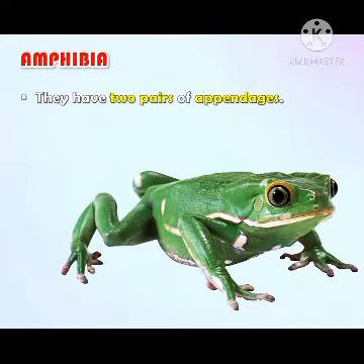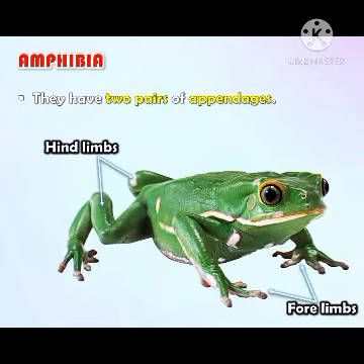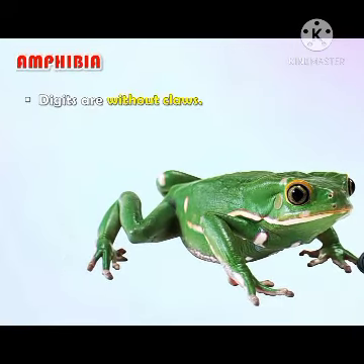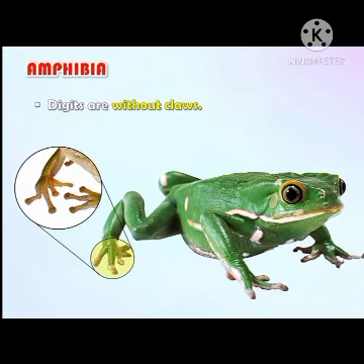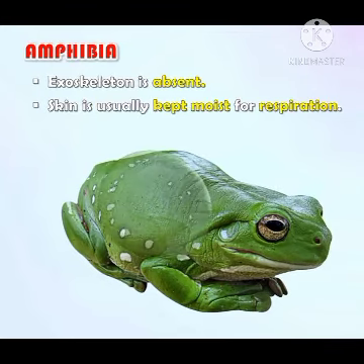They have two pairs of appendages, that is one set of forelimbs and another set of hind limbs. Digits are without claws, which means they don't have any nails. Exoskeleton is absent, that is, they don't have any hair or scale on their body.